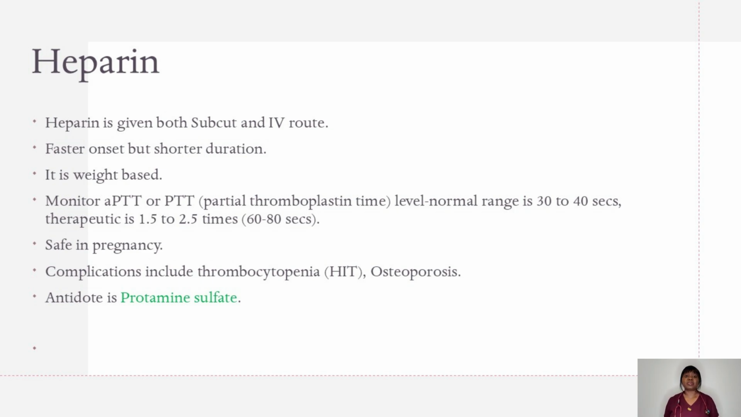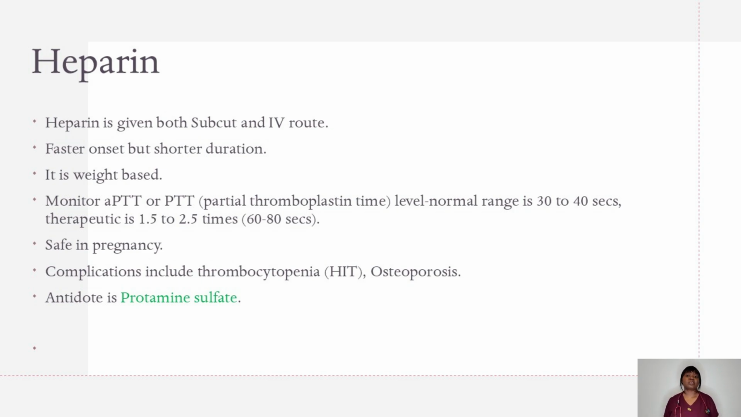Now, heparin is weight-based. If we are putting a patient on a continuous drip of heparin, we check the patient's weight, very important. We monitor the APTT level, activated partial thromboplastin time. You need to know the normal level for someone that is not on heparin at all, between 30 to 40 seconds. If the patient is on heparin, we want to increase that time to a therapeutic range of 1.5 to 2 times higher.